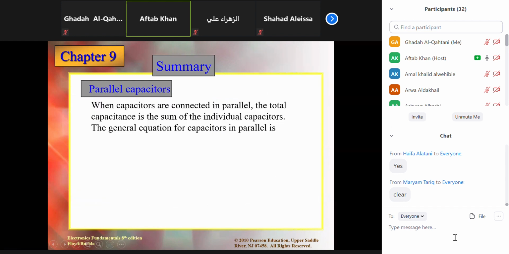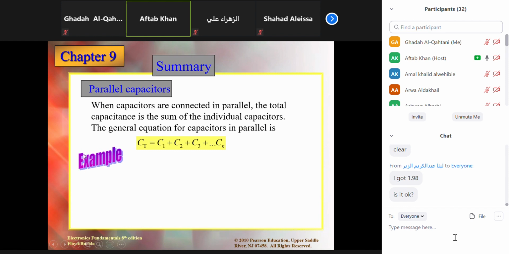Now, another thing is parallel. For the parallel, 1.98 is almost 2. So parallel capacitors. What you learned for series resistance is applicable for parallel capacitors. When capacitors are connected in parallel, the total capacitance is the sum of the individual capacitors, just like resistance in series. So CT is equal to C1 plus C2 plus C3, like that.